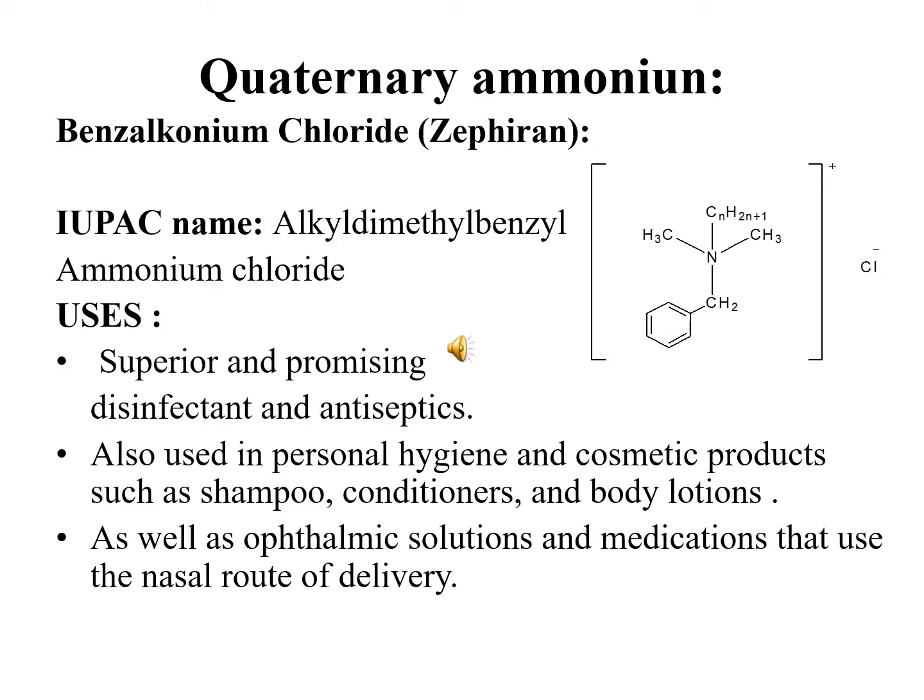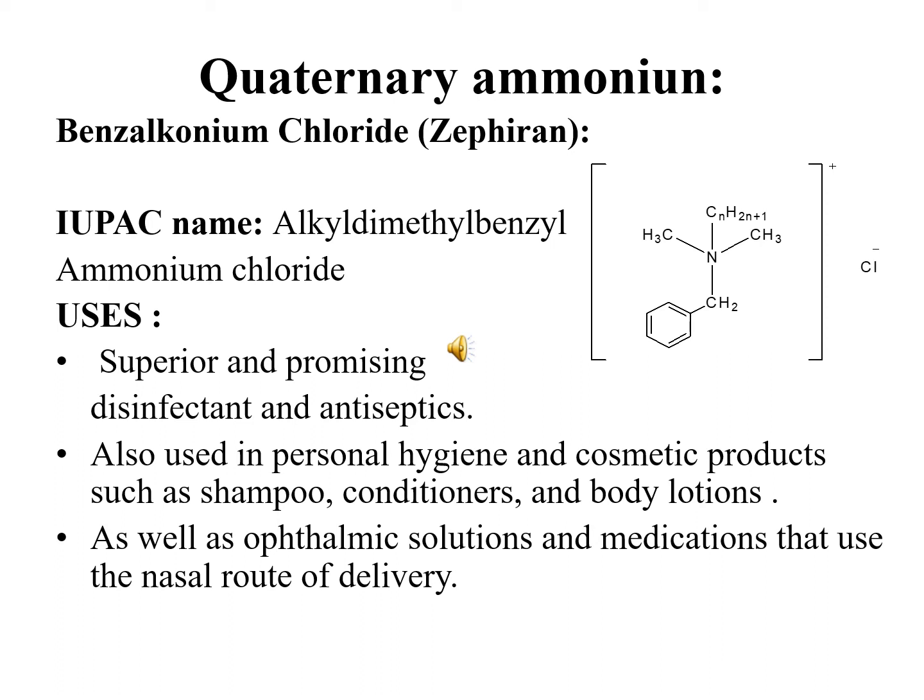The other class is quaternary ammonium compounds, and the compound is Benzalkonium chloride, and the brand name of this is Zephiran. As we see in the structure, it contains a benzene ring with CH2, then N, mainly nitrogen. Nitrogen has three valency, but here nitrogen has 4 bonds, 4 covalent bonds. That's why it is known as ammonium. If nitrogen has 4 bonds, the extra lone pair is shared, so it carries a positive charge, and the nitrogen is known as ammonium, carrying the plus charge.